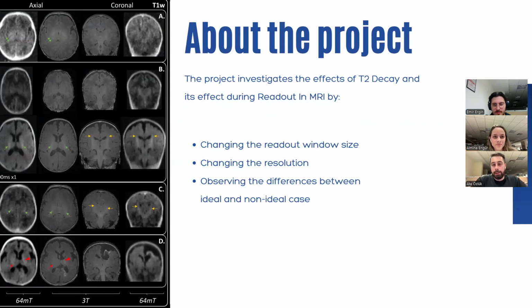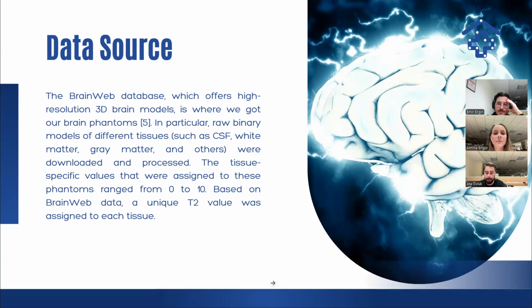Our project is about investigating the T2 decay effects during readout in MRI. We will change the readout window size to observe the T2 decay, change the resolution, and observe differences between the ideal and non-ideal case. As our data source, we use the BrainWeb database, which offers high-resolution 3D brain models. From this database, we were able to assign unique T2 values for each tissue, and we could also select the slice we want to use, but for simplicity, we kept the slice constant.